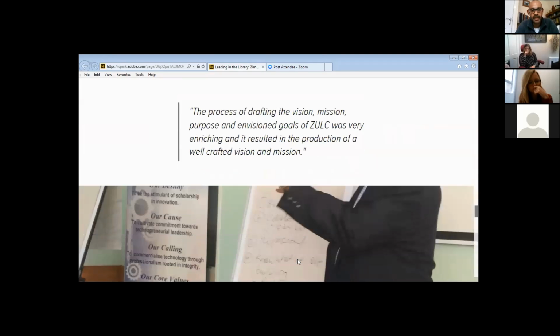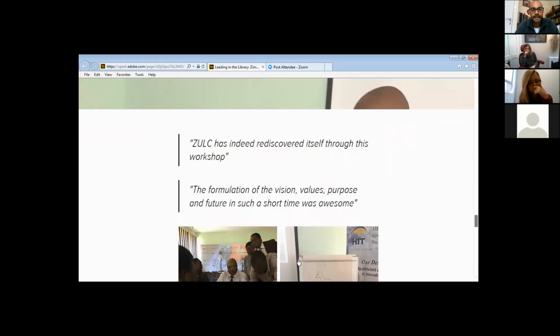And this comment here I think is really important. Zulka's indeed rediscovered itself through this workshop. So it's that chance to step outside of the day-to-day business, and self-reflection enables a rediscovery of self of the organization. So an excellent way of bringing together the top team to engage in this creative thinking exercise.